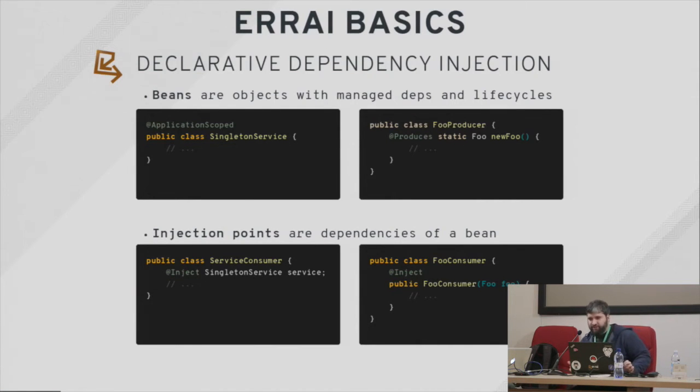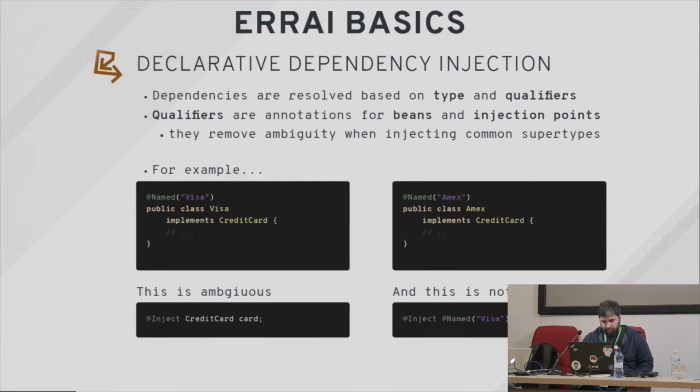The other concept, injection points, are how you declare dependencies for your beans. When you have a bean that's just a class with a scope, you can declare dependencies using the inject annotation by putting that on a field or on a constructor to declare all the arguments as dependencies. This is pretty standard stuff. The way dependencies are resolved in Errai is based on type and qualifiers, where qualifiers are just annotations you can use to get extra granularity or control.